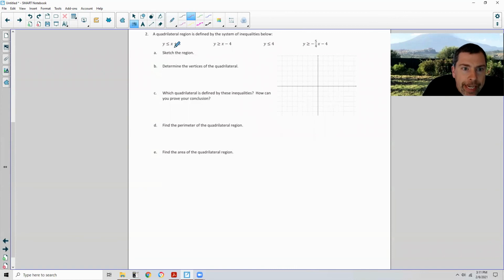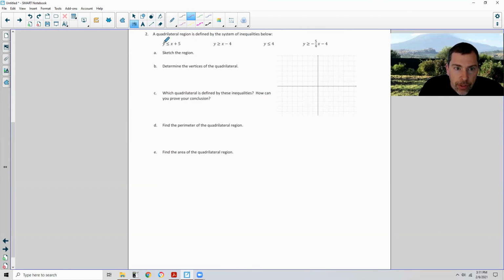Okay, number 2, again, quadrilateral region. So looking at this, we have an equal sign, an equal sign, an equal sign, an equal sign. They're all going to be solid lines. Y-intercepts of 5, negative 4, 4, and negative 4. They will all fit on this grid without going in unit measurement of a scale of 2. So every square is going to be 1 in this problem.